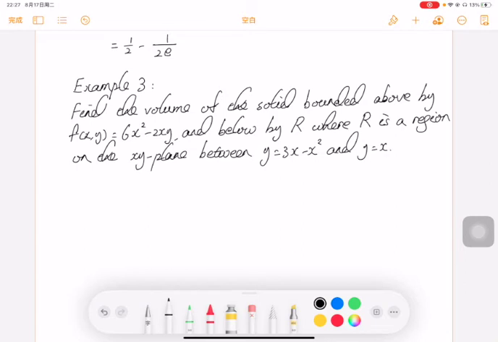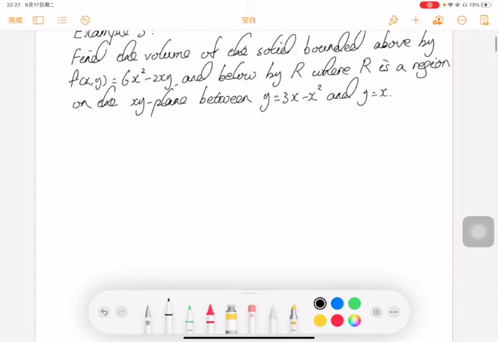So unlike the previous two problems, I'm giving you the region R directly. You don't have to come up with the edges of the region R by looking at the traces of all the surfaces. I'm giving you R straight. All right, the first step is, as always, graph the region R. Now R is the region between these two curves. Y equals x is obvious. It is a straight line going through the origin with slope 1.